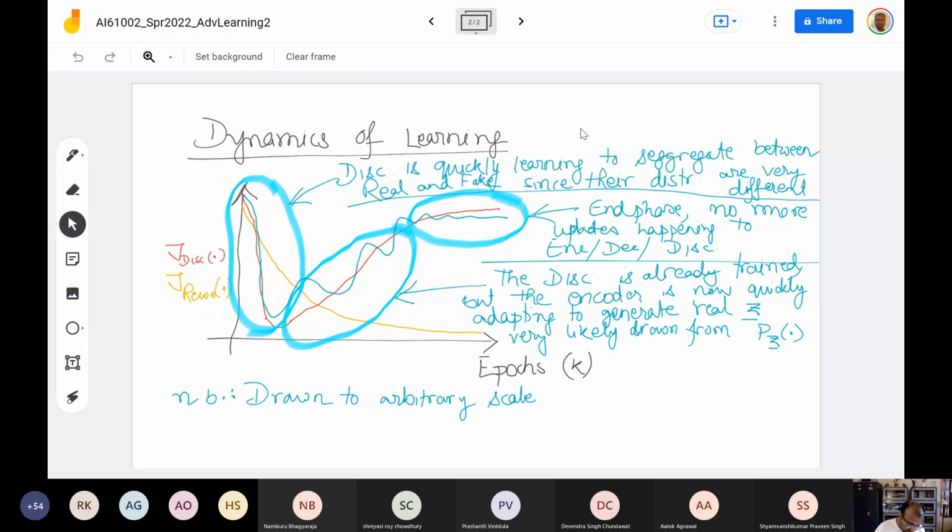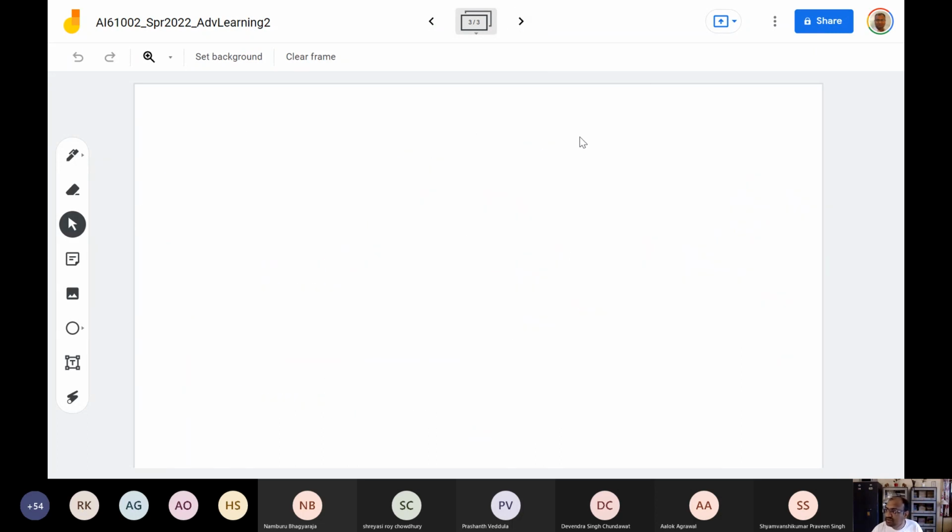So that's about the dynamics of learning which you will be observing. But what's critical is that just looking at this kind of curve, you will never be able to really tell whether it's the end phase of learning or not. So what we do is we also end up plotting the accuracy of this discriminator.